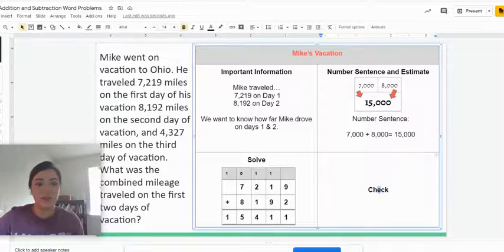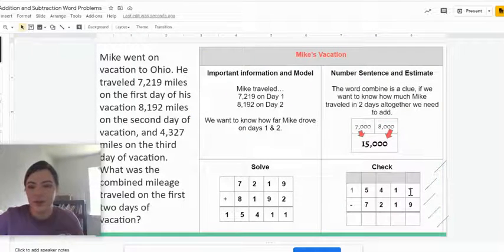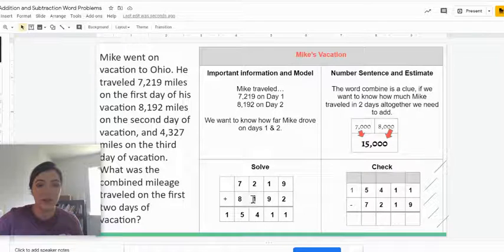So now let's just check our work. So I have put my 15,411 on top because that was our total, and we need to take one of these numbers away and we can see if we get the other. So if I have 15,411 and I took away my 7,219, that tells me that I should be able to get 8,192 if we have the right answer.